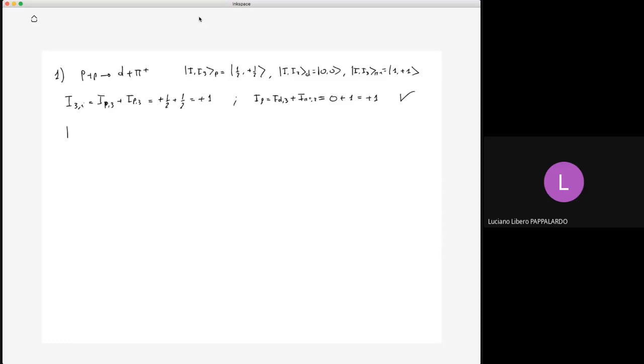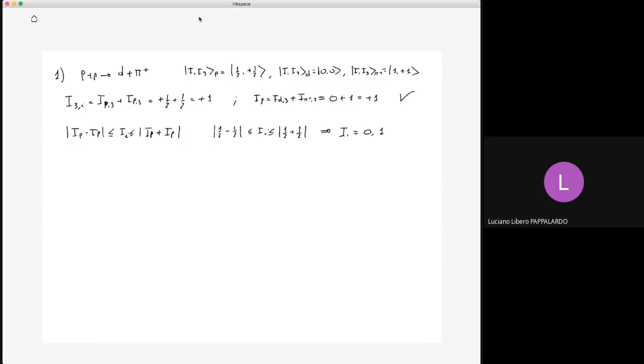So, for the initial state, we now have to calculate the total isospin, that is I_p minus I_p plus I_p. So this is 1/2 minus 1/2, 1/2 plus 1/2. And so the possible values of the initial isospin, so this is the initial I, are 0 and 1.